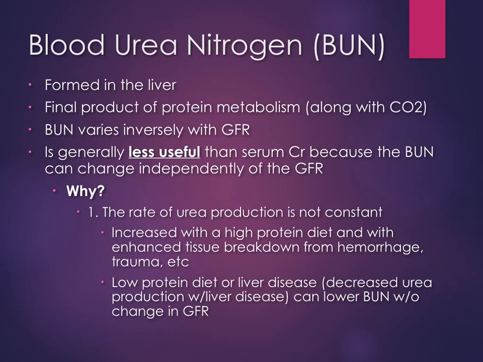It can be increased with a high-protein diet, and it can be enhanced with tissue breakdowns from things like hemorrhage or trauma. Or, on the other hand, if you have a low-protein diet or liver disease, this can lower the BUN without any change in the GFR. So the creatinine is probably the better way to look at it, but we're going to take the creatinine and the BUN together along with the GFR to help us paint a picture of what's going on with the kidneys.